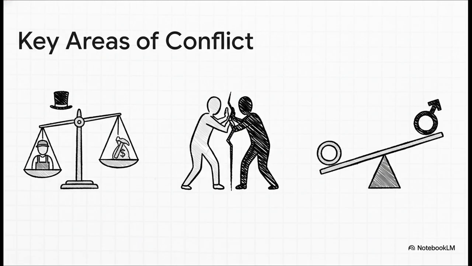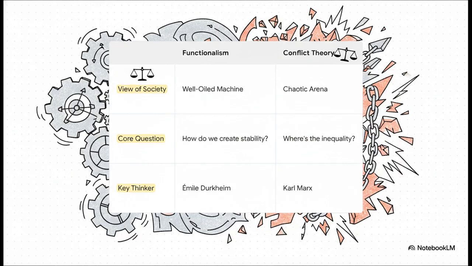And then, of course, you have feminist theory, which looks at the power struggle between genders. The core idea is always the same, though. Society's structures tend to benefit some groups at the expense of others. So let's put these two heavyweights side by side for a second. Functionalism, with Durkheim, is always asking, how does this create stability? It sees that well-oiled machine. But conflict theory, with Marx, is asking, who's getting the short end of the stick here? Where's the inequality? It sees that chaotic arena. Two macro lenses, two profoundly different ways of seeing the exact same society.